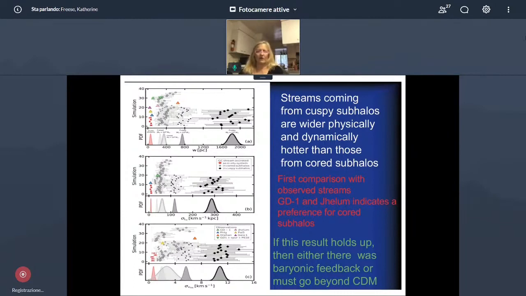And so we can actually quantify from simulations what you would expect. And sure enough, the streams coming from cuspy halos are wider physically and dynamically than those from the cored subhalos. Now, the first naive comparison with observed streams indicates a preference for cored subhalos. If that holds up, and I'm not saying it will, then either there is baryonic feedback or we have to go beyond cold dark matter.